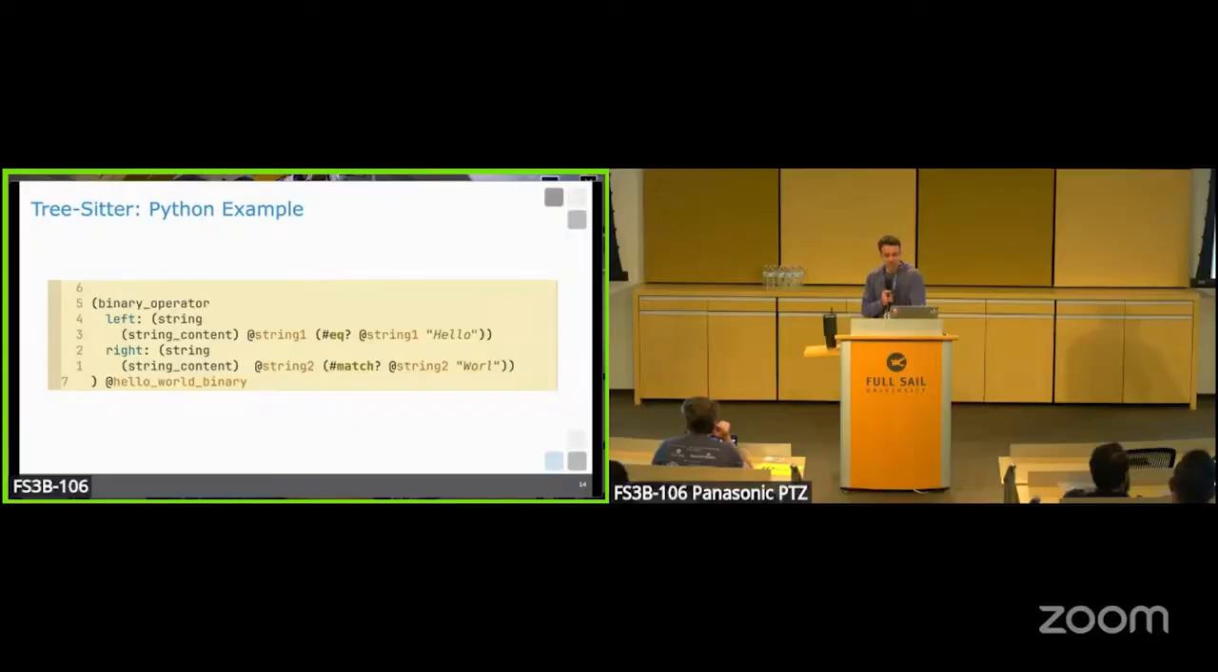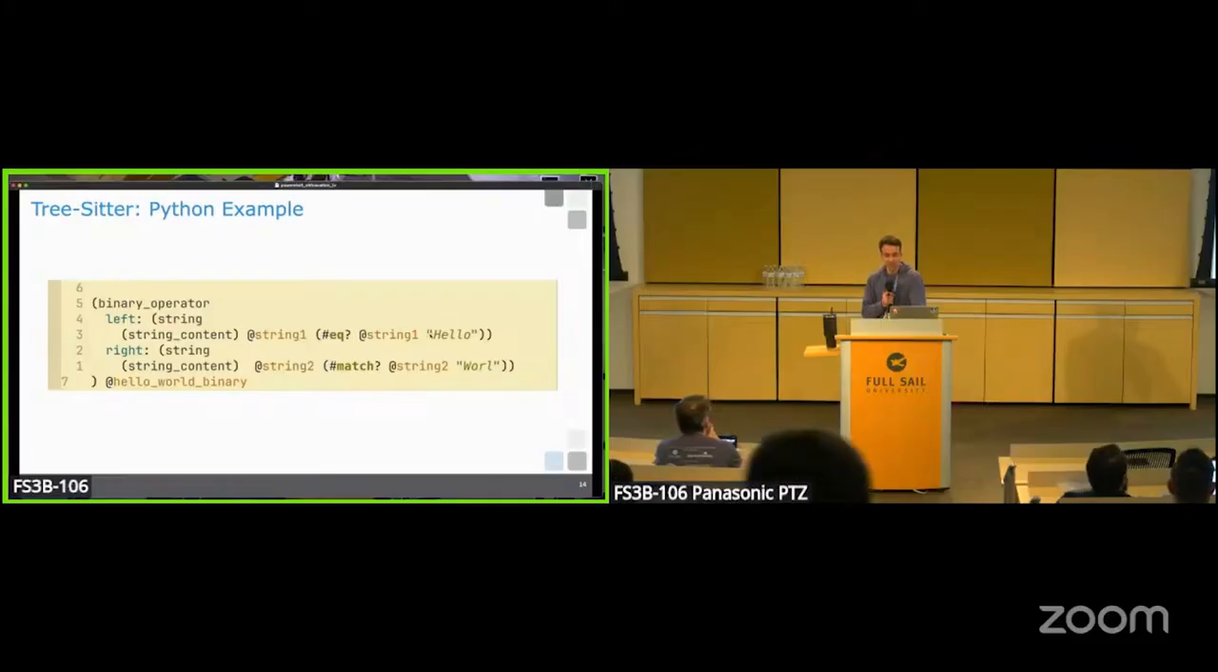Here's another example of looking for a binary operation between two strings, like hello plus world. On the left side, it's a strict equality check here in this clause. On the right side, it is a regular expression match. So it can be WORL, it can be world, it can be WORLF, whatever you want it to be. And it'll match that and label it as hello world binary.